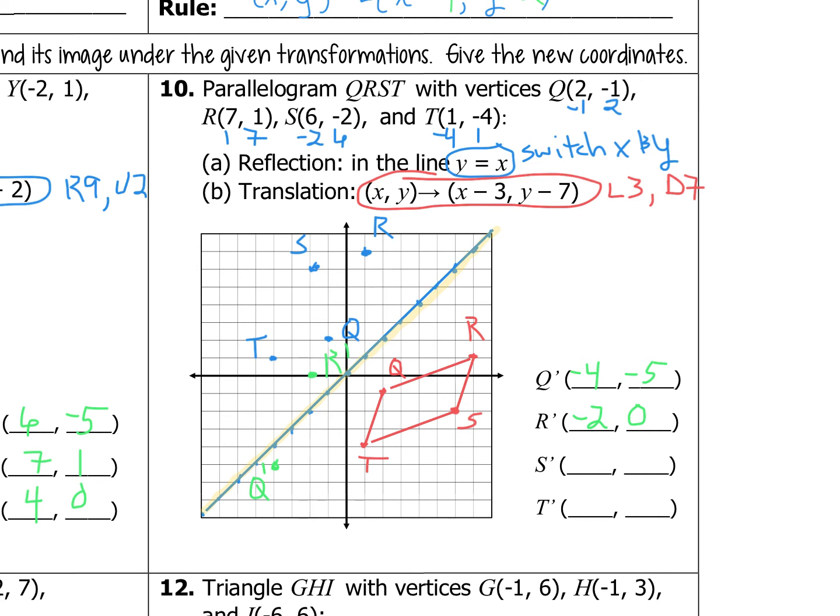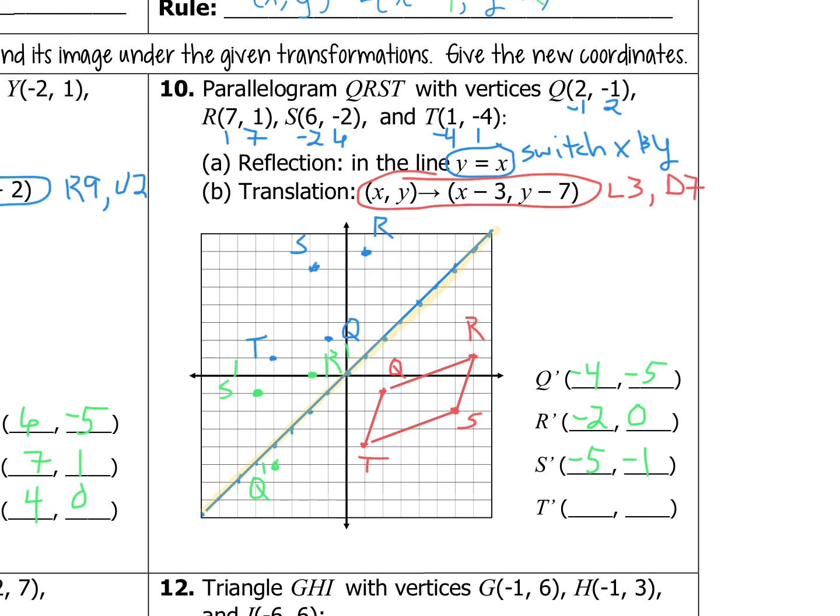And then for S, we're going to move left 3, 1, 2, 3, down 7, 1, 2, 3, 4, 5, 6, 7. And that ordered pair is going to be -5, -1. And so that puts us here, and that is S prime.